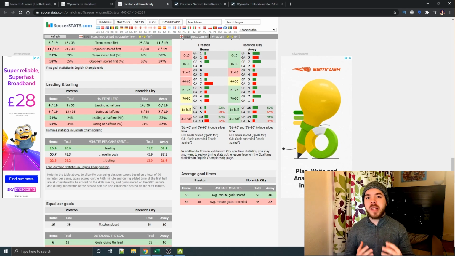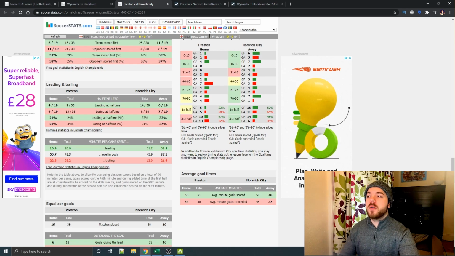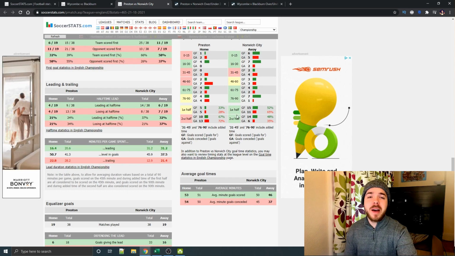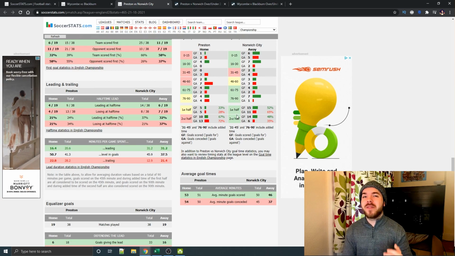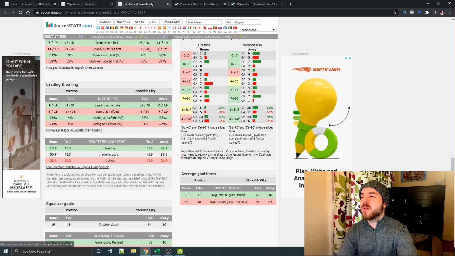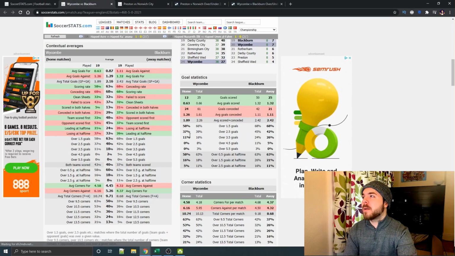There's loads of other things you've got to keep in mind. But if you want to give yourself the best chance, I wouldn't recommend doing it for this game. I might end up doing it with this game just to see what happens in terms of what the other game is looking like. But if the other game looks even a slightly bit better than this, I will not be doing this one. So let's get into the Wycombe and Blackburn one.